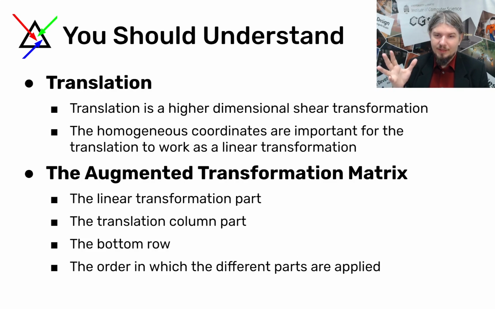We also saw the augmented transformation matrix that consists of the linear transformation part, the translation column part, the bottom row, and the order in which these different parts are applied. So the linear transformation is multiplied into the coordinates first, and then this translation column is added on top of that.